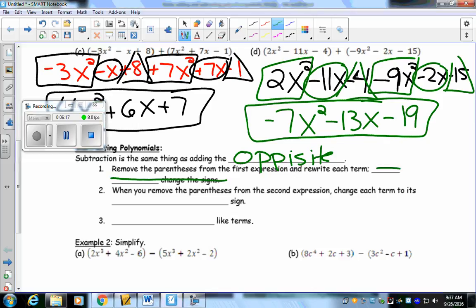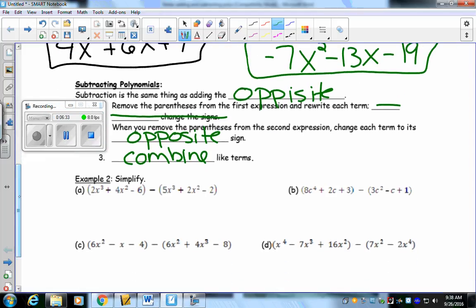All right, number 2, this is the important step. When you remove the parentheses from the second expression, change each term to its opposite sign. So really what we're doing is distributing our negative through. And then combine like terms. So let me show you what I mean by that. See how this is a subtraction problem? I have a minus sign in between my two parentheses as opposed to a plus sign.